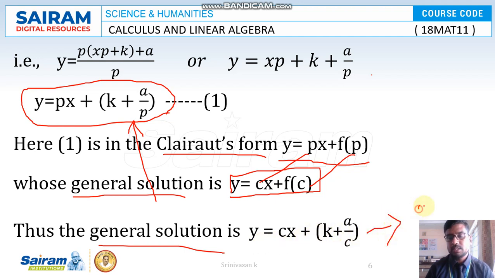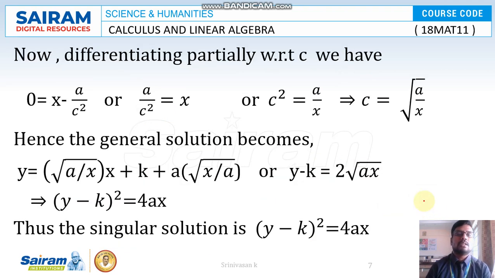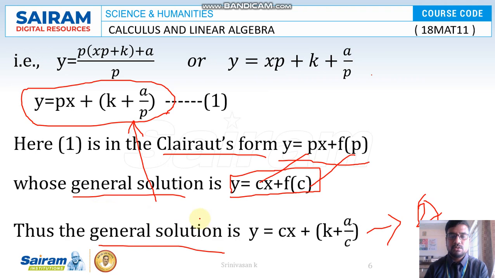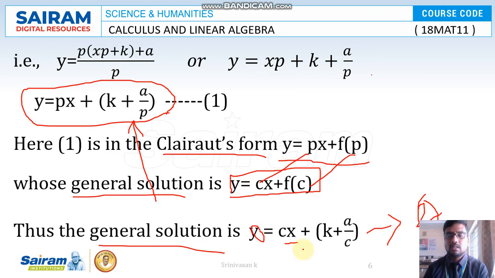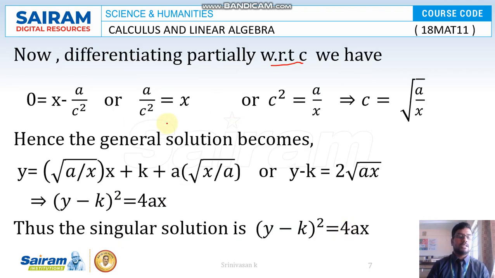Take this as equation 2. This is the general solution. Now differentiate partially with respect to c. Differentiating equation 2 with respect to c, the first term is 0 and we get only x; k is a constant, so that is 0; and the differentiation of a c to the power minus 1 gives minus a divided by c square.